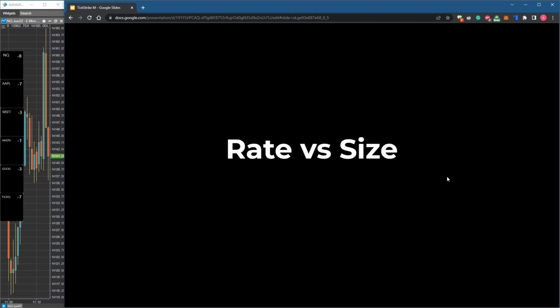The difference between just looking for 500 contract trades and what we do, which is looking at the relationship between the rate and size of orders. I'm looking at the number of orders that are coming in and the size of those orders and the relationship between the two, and that is essentially what TickStrike reads and the information that it puts out for traders.